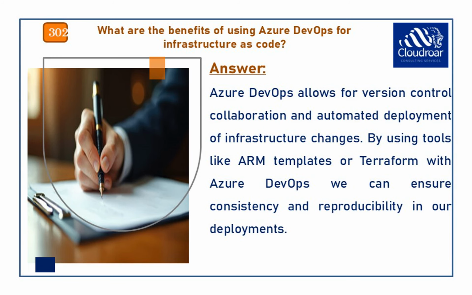Question 302. What are the benefits of using Azure DevOps for infrastructure as code? Azure DevOps allows for version control, collaboration, and automated deployment of infrastructure changes. By using tools like ARM templates or Terraform with Azure DevOps, we can ensure consistency and reproducibility in our deployments.